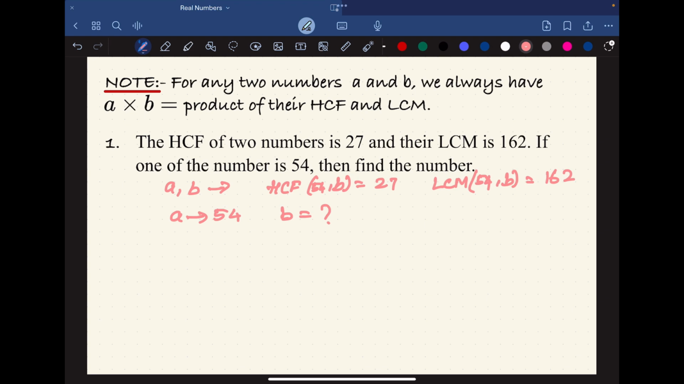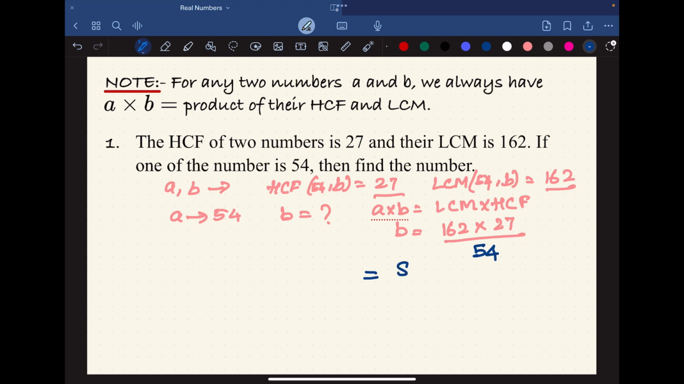So how can we find out B? We have A into B is equal to LCM into HCF, right? And we have to find out B from here. So LCM is given, 162 multiplied with HCF 27, divided by this A. What does this A stand for? The first number. What is the first number again? 54. When you do the calculation, what will you get? You will get 81. Try to do the calculation fast and check whether you got 81 as the answer.